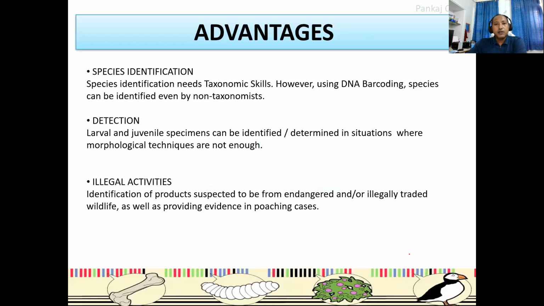Then, advantages of DNA barcoding. Okay, as we have already discussed, species identification needs taxonomic skills. Like if I want to identify a particular plant species, I must know some taxonomic terminology, some taxonomic characters. Suppose someone tells you the aestivation is imbricate, placentation is axile or marginal.